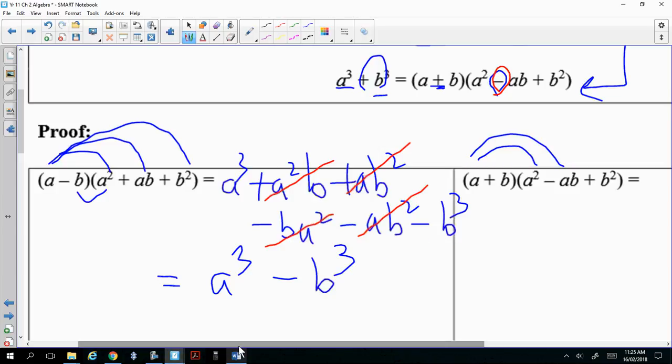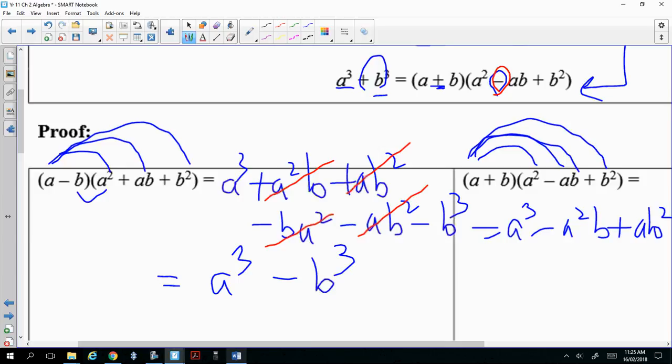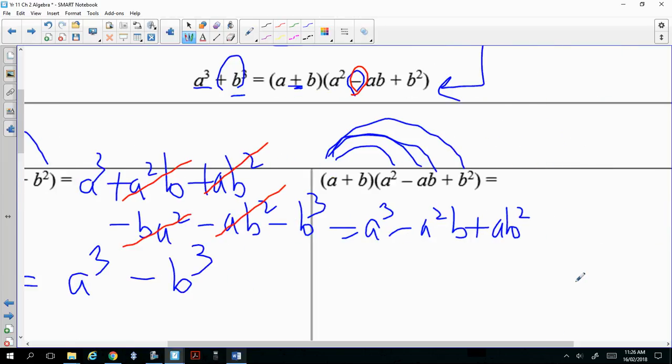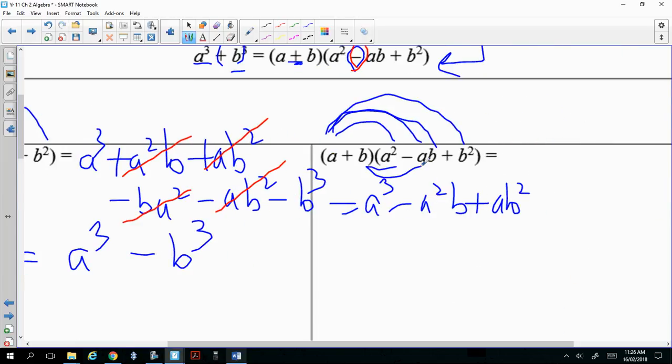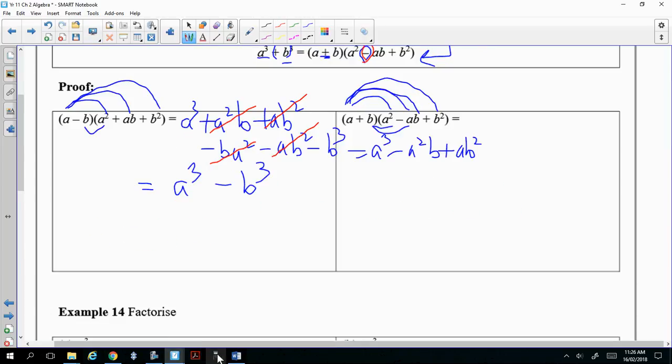Expanding. So you go a times a squared, you get a cubed. A times that, you get negative a squared b. Times that plus a b squared, right? And you keep doing, and then times these ones as well. All right, see what you get. So let's continue with that.